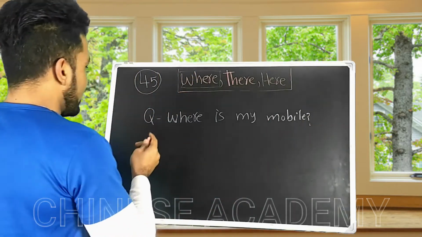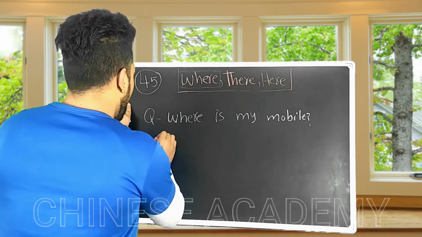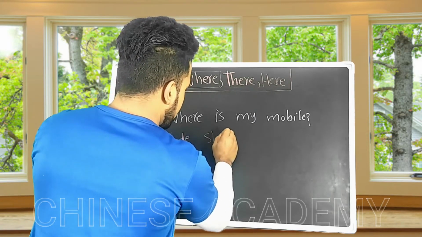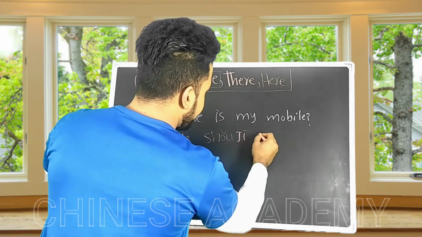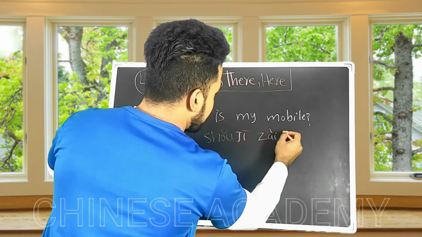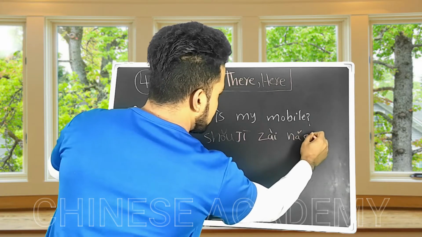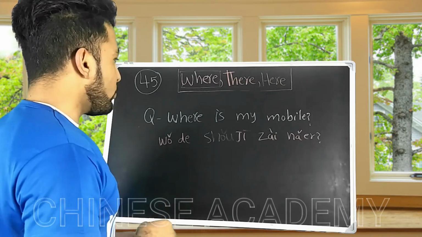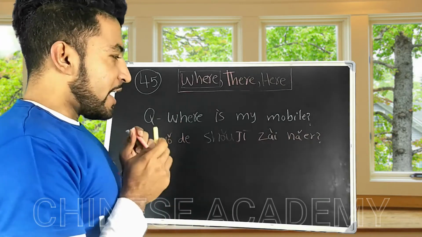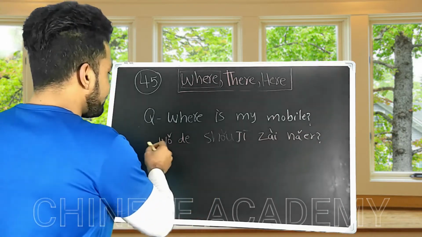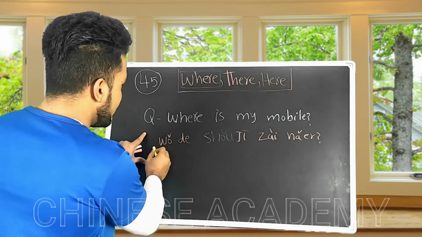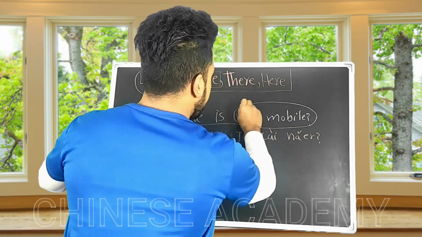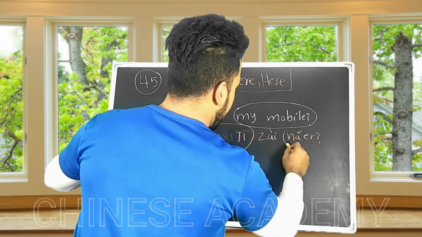So in Chinese, first of all, we can speak in this pattern: 我的手机在哪儿. Where is my mobile phone? First of all, we come to the pattern. I have told you before, the Chinese sentence pattern isn't the same as English. In Chinese the sentence pattern is like 我的手机, which means my mobile, and 在, 哪儿 which means where.